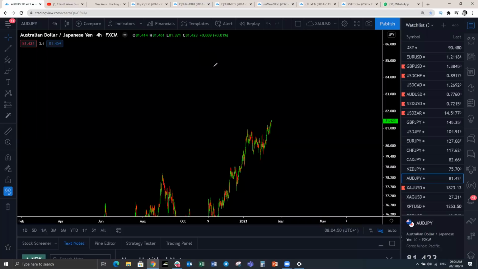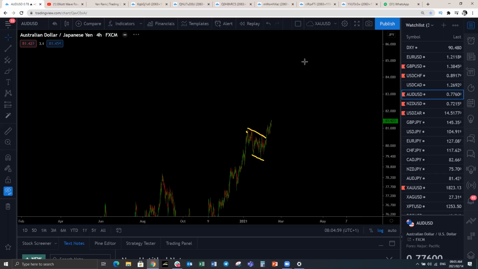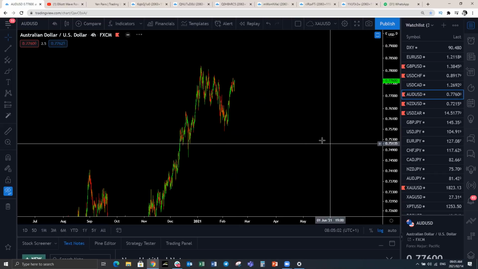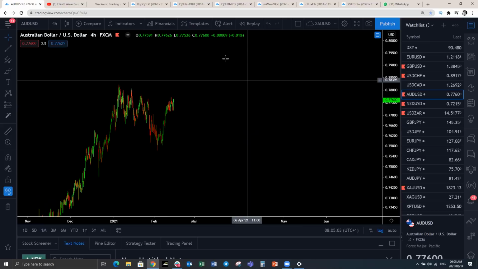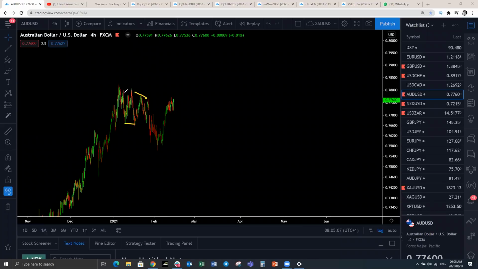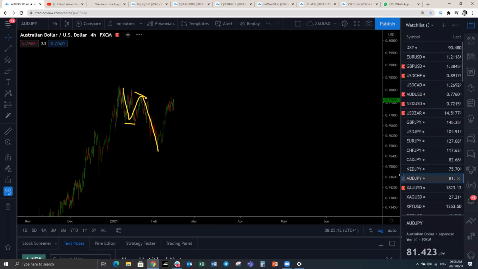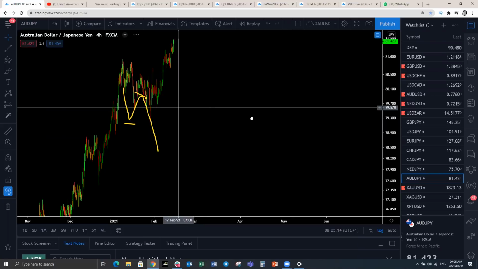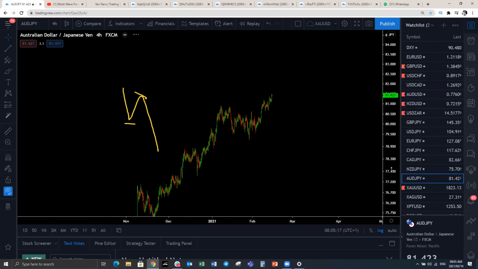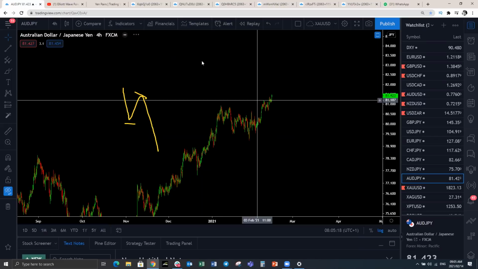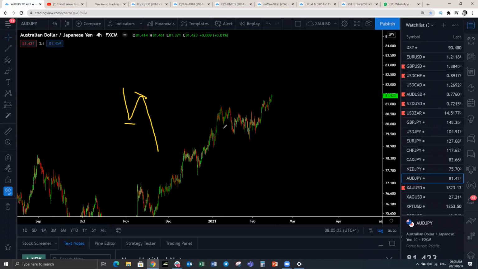Let's have a look here. So Aussie yen has made this corrective structure similar to what you've seen on Aussie US dollar. While Aussie US dollar was making this structure here, 1, 2, 3, Aussie yen was making this structure. Similar structure, as you can see, this is Aussie yen. Left-hand side on the annotation is Aussie US dollar. This is how it is now playing out.